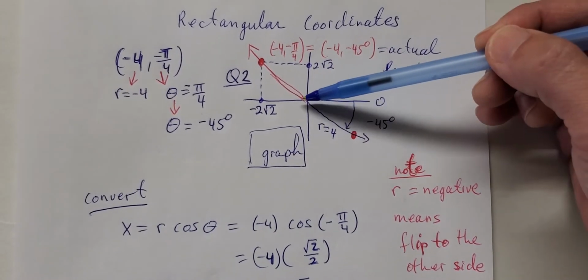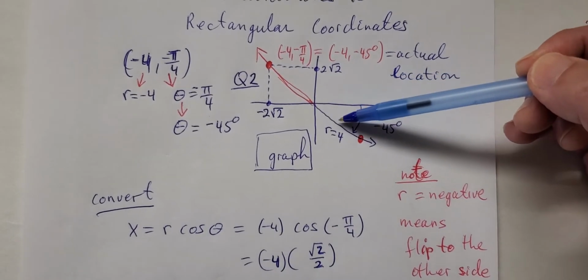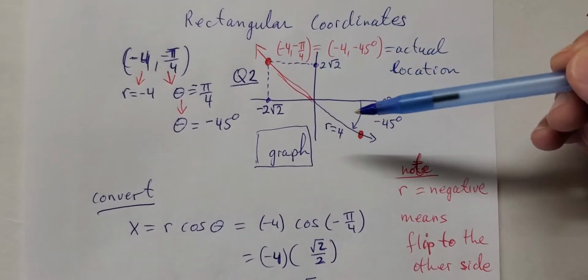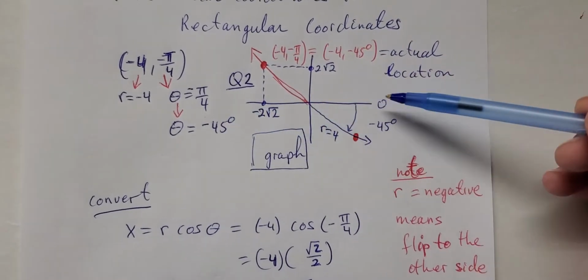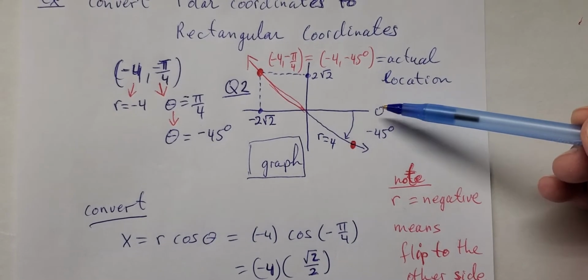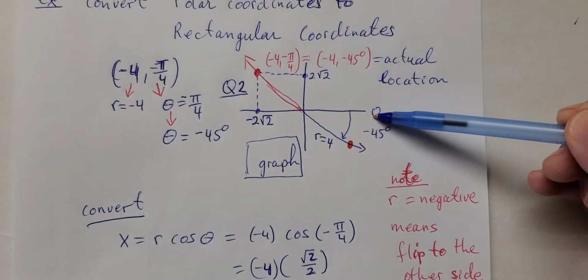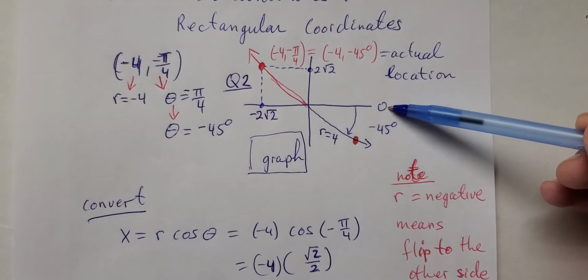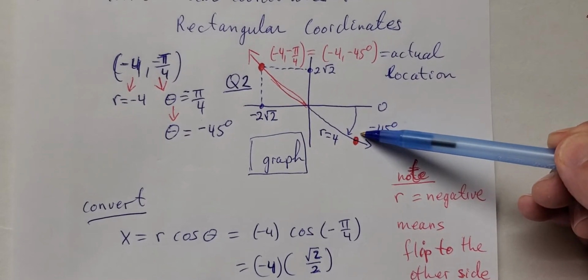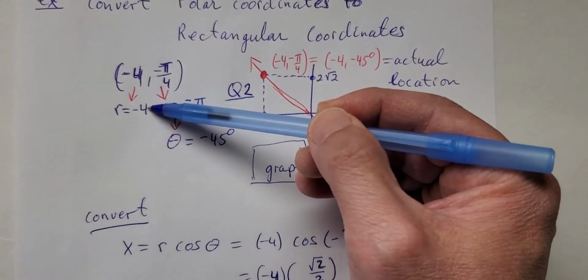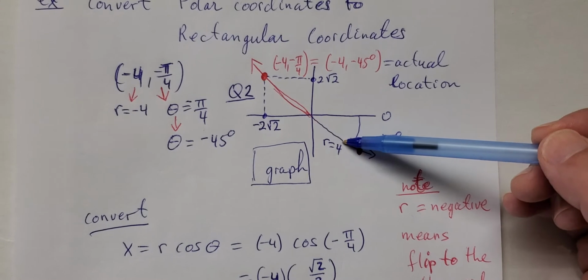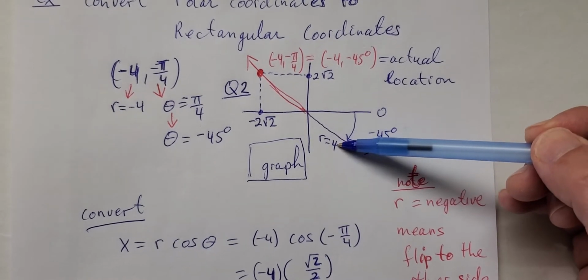So right here, this line right here, just flip it to the other side. Okay, one more time: negative 45, start from 0, because it's negative, go down. If this is positive, go up. Since it is negative, go down from 0. So here's negative 45. R is negative 4. Remember, r is always positive.